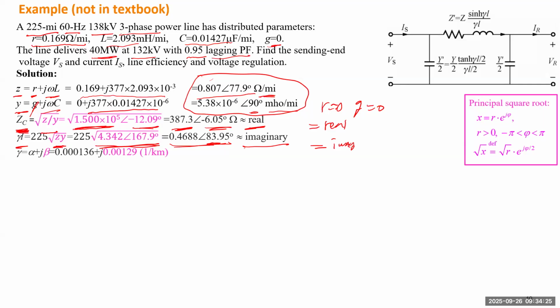Okay, so move on. Gamma will be gamma L divided by L, so we can directly take the real and imaginary parts. The real part we call alpha, and the imaginary part we call beta. The beta value here is 0.00129 per kilometer. For an overhead line operating at 60 Hertz, the beta value is typically around 0.0013. How close? Very close. Later I will explain why it is always around this value.